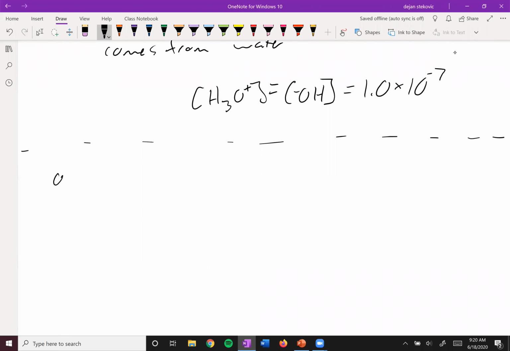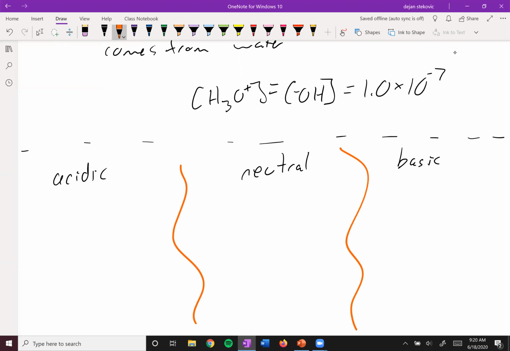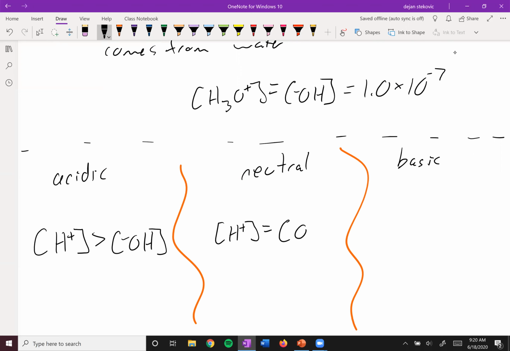And so when we say a solution is acidic versus neutral versus basic, what we're talking about is the ratio of H plus or H3O plus to hydroxide. When we say a solution is acidic, that means we have more H plus than hydroxide. When we say a solution is neutral, such as pure water, the concentration of H plus is equal to the concentration of hydroxide. And when we say a solution is basic, we have less H plus than hydroxide.